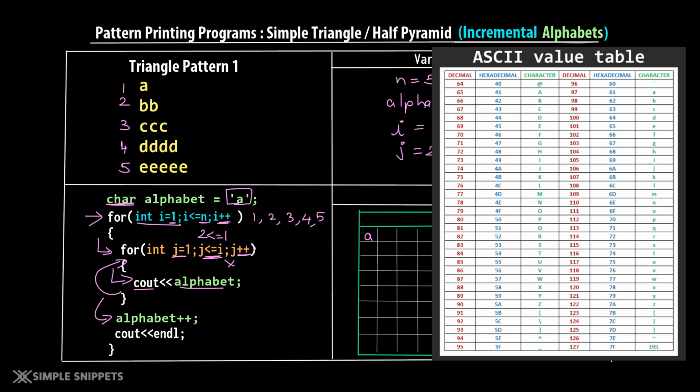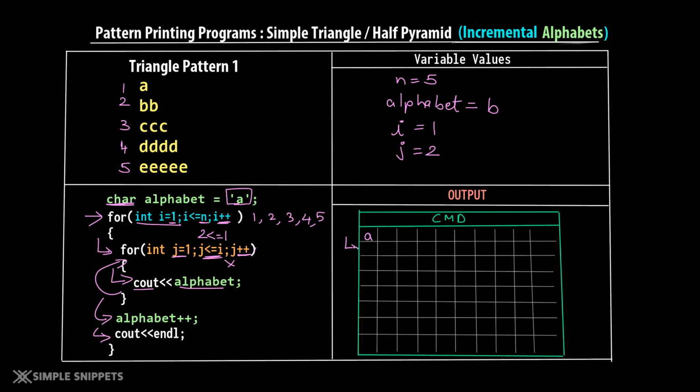So after you say alphabet plus plus, you'll say cout endl, and in C++ endl means end line, so you come on the next line in the command prompt. That's the only purpose of this statement. And after this, you're basically at the end of the outer for loop, so you'll go at the start of the outer for loop, and now you'll say i plus plus.